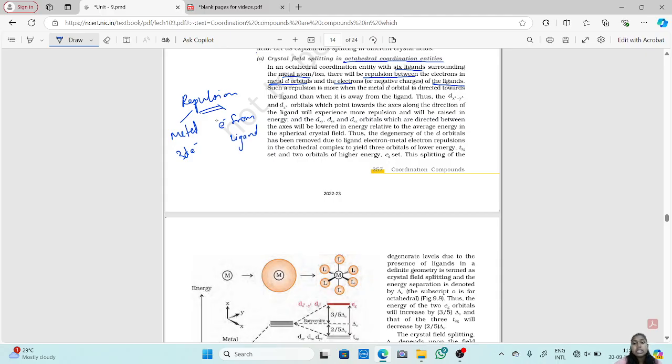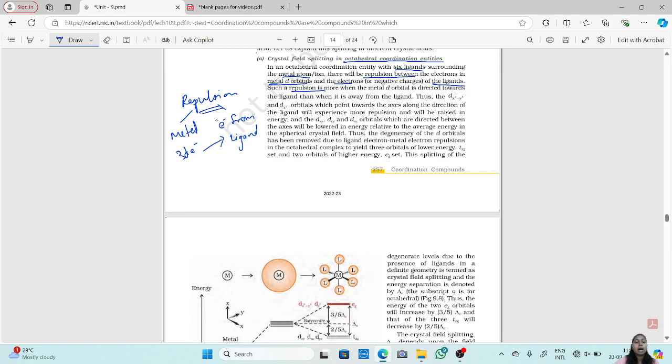Such repulsion is more when the metal d orbitals are directed towards the ligand than when they are away from the ligand. Thus the dx square minus y square and dz square orbitals, which point towards the axis along the direction of the ligand, will experience more repulsion and will be raised in energy.